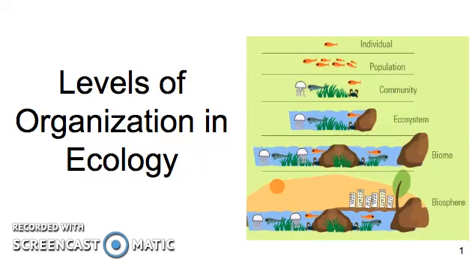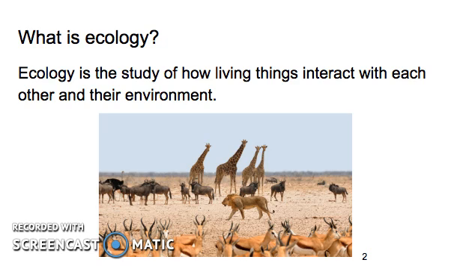Hello students, today we're going to be talking about the levels of organization in ecology, as well as covering some other important vocabulary for lesson 1. So first of all, what is ecology? Ecology is the study of how living things interact with each other and their environment, and that's something that we're going to be looking at further in other lessons, is some of those different interactions between those organisms. But first we have some key vocabulary to cover.